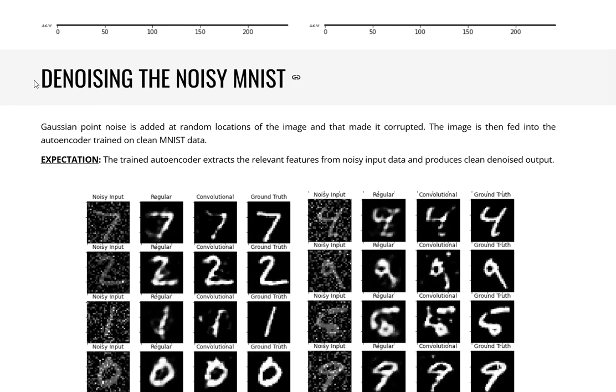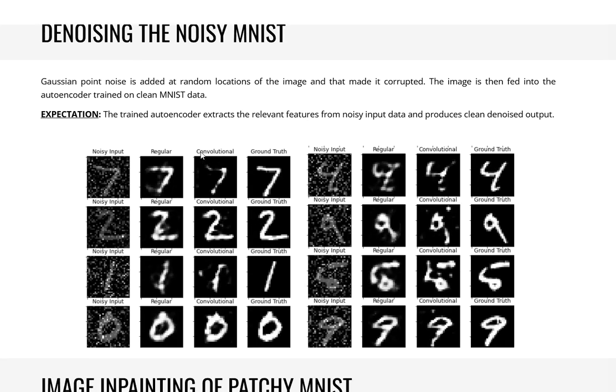The first application to deal with is denoising the noisy MNIST. For this purpose, we explicitly add Gaussian noise at random locations of your MNIST input data. As you can see here, there are two sections. Basically, the first four that you see belong to one section.